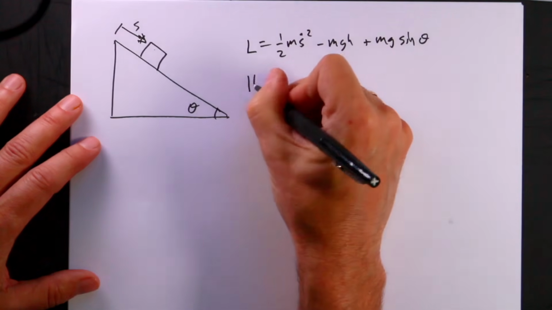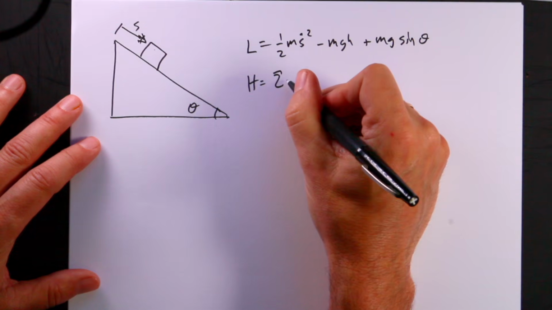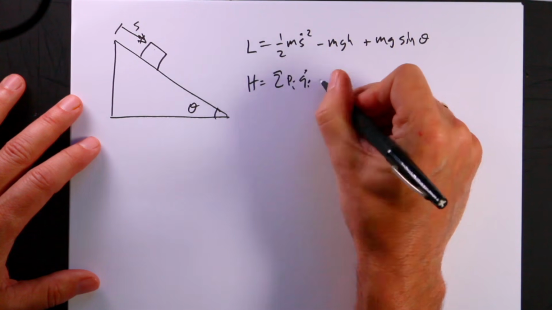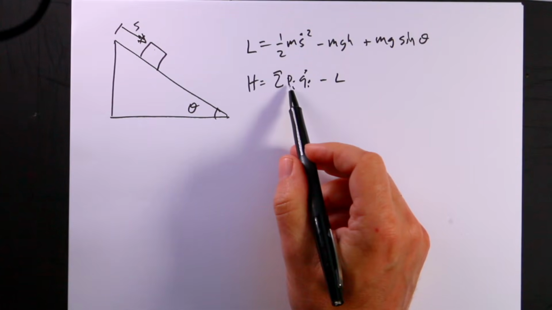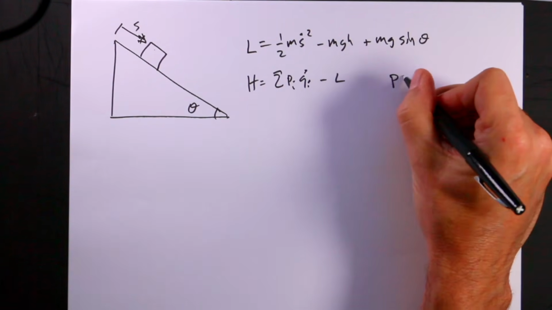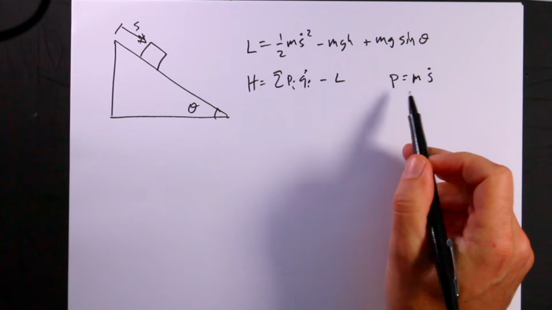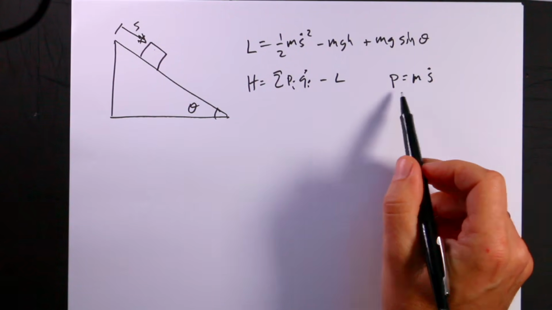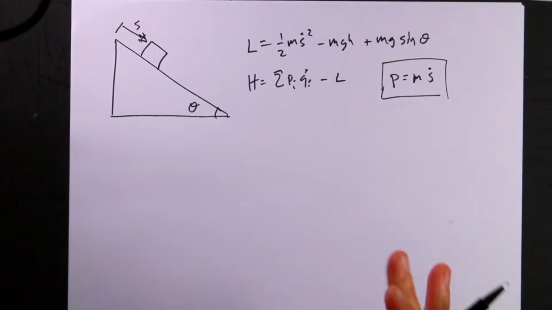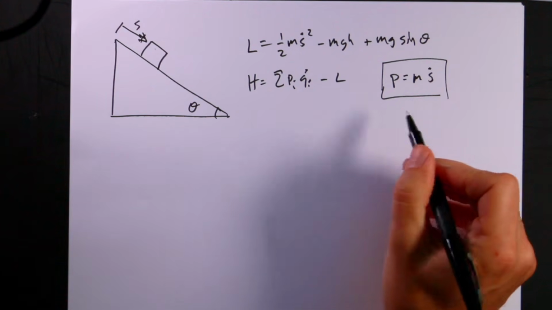So now H is going to be, I'll write it out, the sum of p_i q_i dot minus L. Well, I need to find p_i. I need to find the momentum. So p is just going to be m s dot, right? It's mass times velocity. In this case, I can do that. There's another way you can actually do this to make sure that's true, because sometimes it's not. If you think about cylindrical coordinates and spherical coordinates and stuff, it doesn't always work, but here it works.